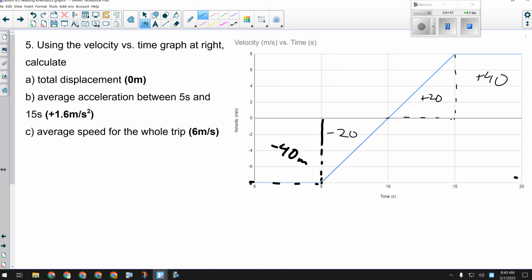Everyone kind of follow me there? Sometimes you can save yourself work if you're good at interpreting a graph, being able to just look at the graph and go, oh wait, it does exactly the same thing in both directions.